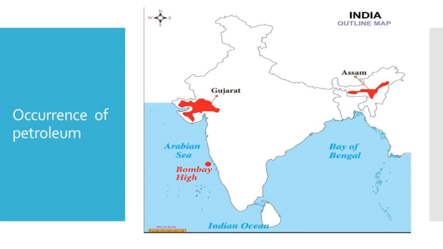Occurrence of petroleum. The chief petroleum producing countries are USA, Kuwait, Iran, Iraq, Russia, and Mexico. In India, petroleum is found in Assam, Gujarat, Maharashtra, and in Andhra Pradesh, Godavari and Krishna basin, and in Tamil Nadu, Kaveri basins. By drilling through the earth, the crude oil is pumped out from the well as a black liquid.